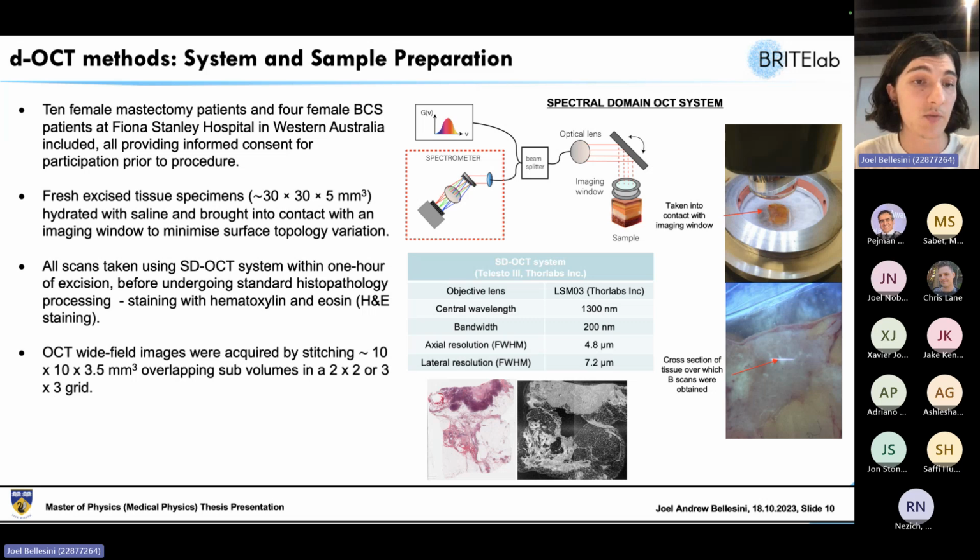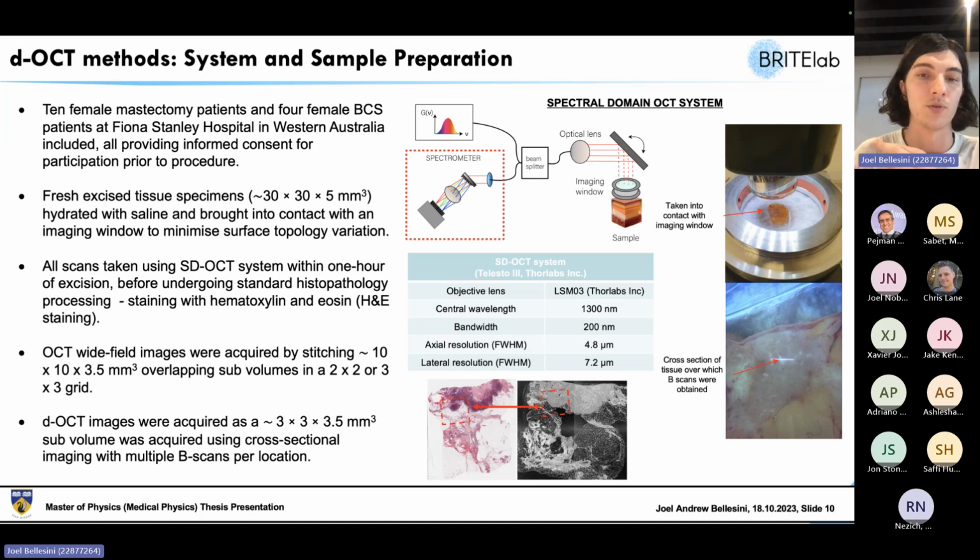OCT wide field images were also taken, which were acquired by stitching multiple overlapping OCT subvolumes in either a 2x2 or a 3x3 grid. And this was used to co-register with our histology slide, but also were used to identify a region of interest for then dynamic OCT, which required over a 3x3 by 3.5 in-depth millimeter field of view. And this was acquired by taking multiple B scans per location.